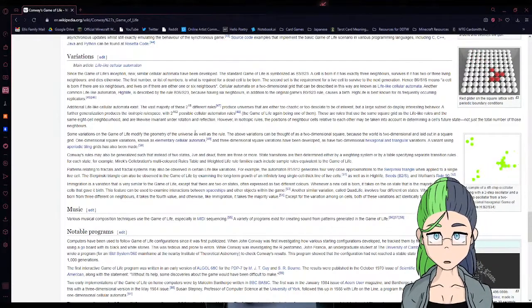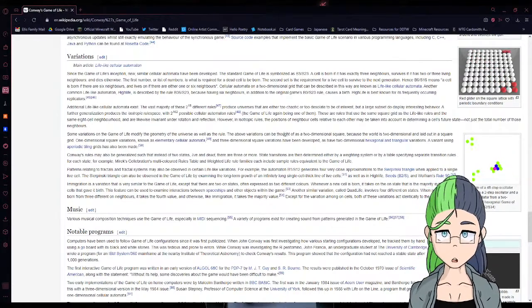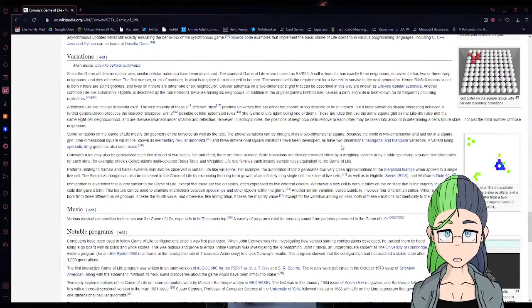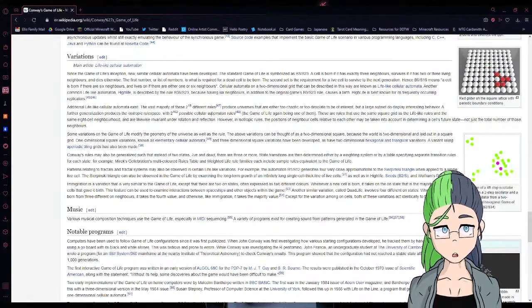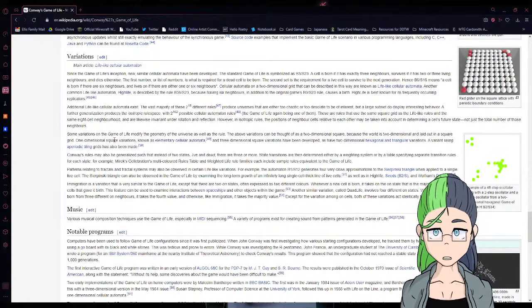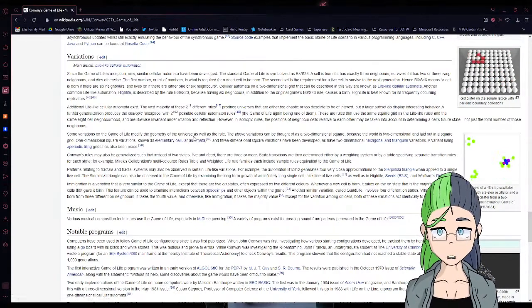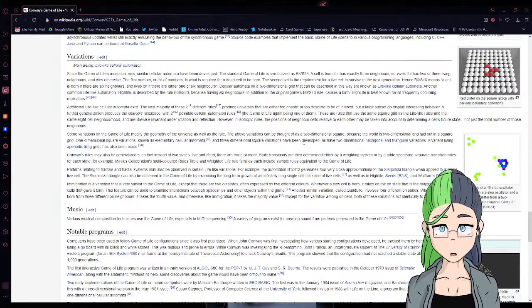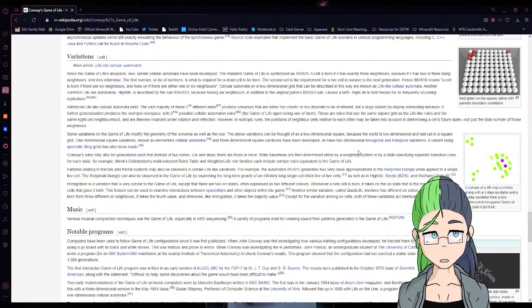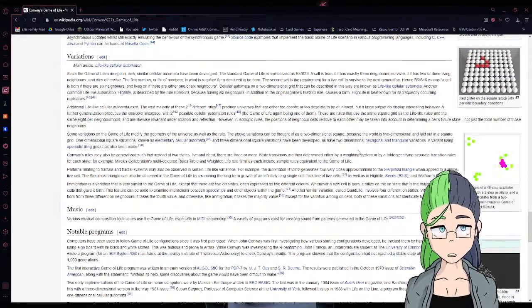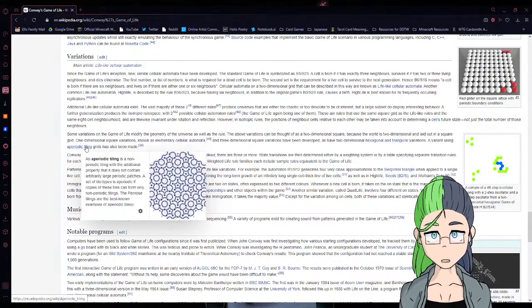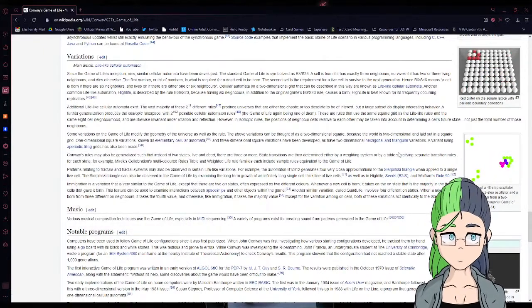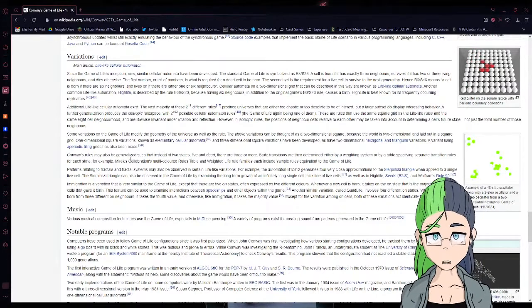Some variations modify the geometry of the universe as well as the rule. The above variations can be thought of as two-dimensional square because the world is two-dimensional and laid out in a square grid. One-dimensional square variations, known as elementary cellular automata, and three-dimensional variations have been developed, as well as two-dimensional hexagonal and triangular variations. A variant using aperiodic tiling grids has also been made. Really? I want to see the aperiodic tiling grid.